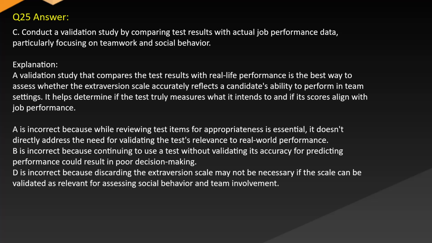A is incorrect because while reviewing test items for appropriateness is essential, it doesn't directly address the need for validating the test's relevance to real-world performance. B is incorrect because continuing to use a test without validating its accuracy for predicting performance could result in poor decision-making. D is incorrect because discarding the extroversion scale may not be necessary if the scale can be validated, relevant for assessing social behavior and team involvement.